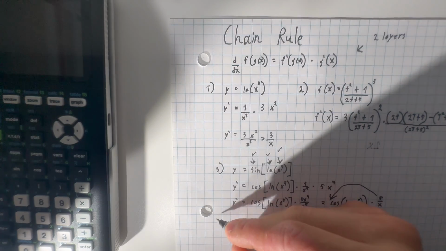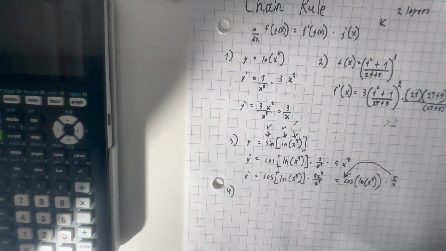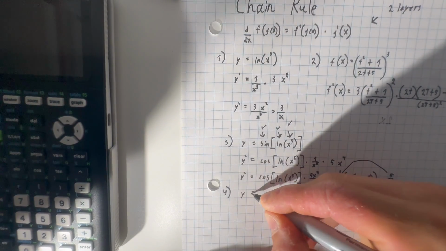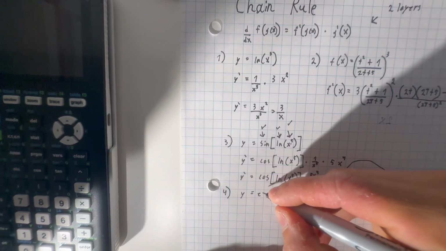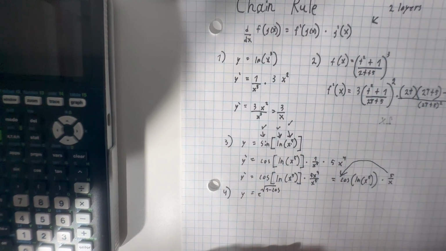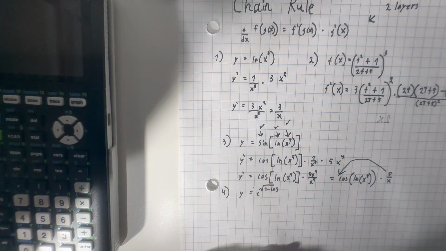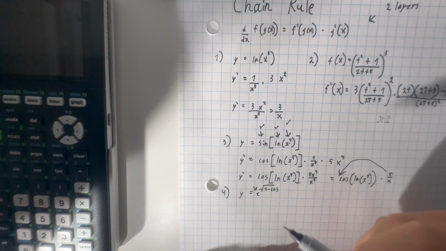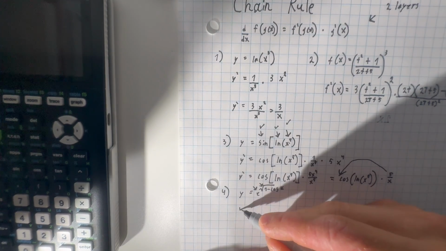Okay, let's do another question. I want to pick a question that's a little more difficult. This question will really test you on how well you know your rules. So we're going to have y equal to e to the power of square root of 1 minus cosine x. Again, let's identify our functions. Our outermost, first we're going to have e to the power of x, then we have the square root, and then we have our cosine. So let's start.